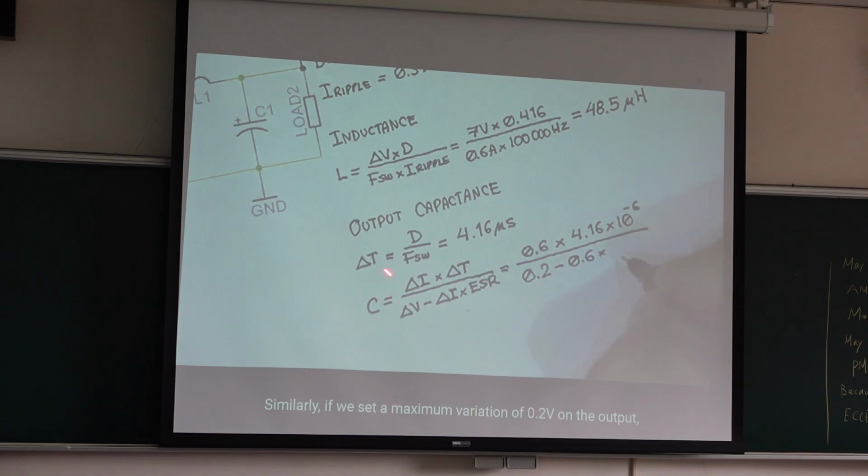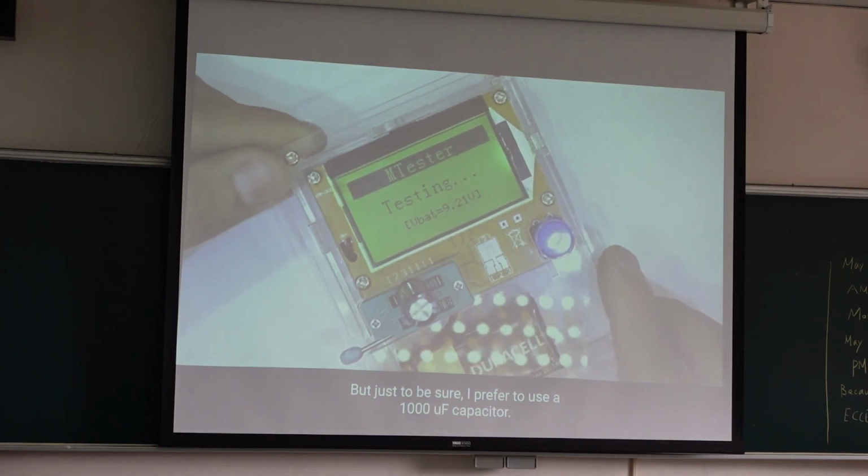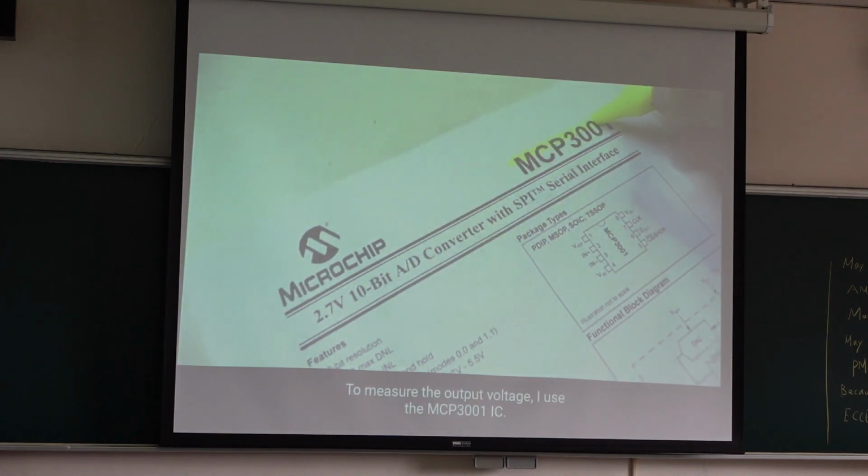Del mismo modo, si establecemos una variación máxima de 0.2 volts a la salida, podemos calcular la capacitancia de alrededor de 50 microfaradios, pero para no fallar, usaré un capacitor de 1000 microfaradios.